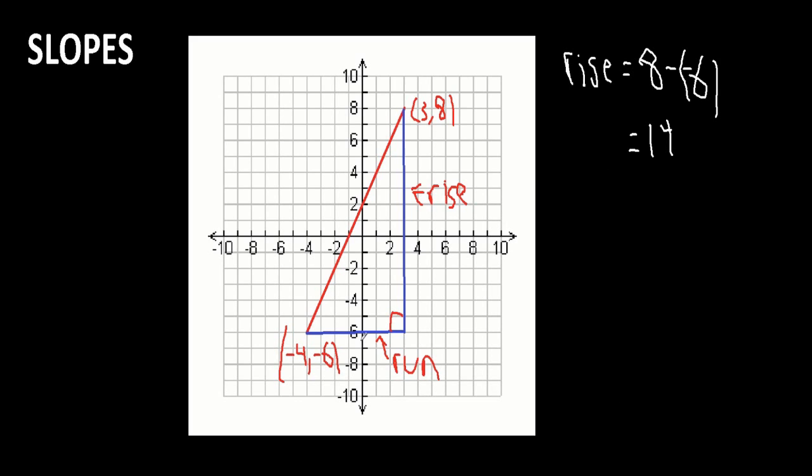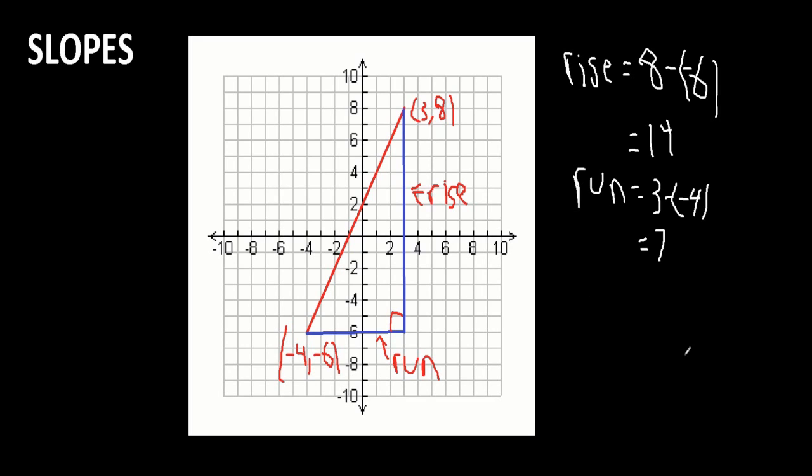So that's our rise, and our run is the same thing. We're basically trying to find the length of this line here, and to do that, we could count the number of spaces, but since not all graphs have a scale of 1, we could just subtract 3 and negative 4. So the run is equal to 3 minus negative 4. And that equals 7.